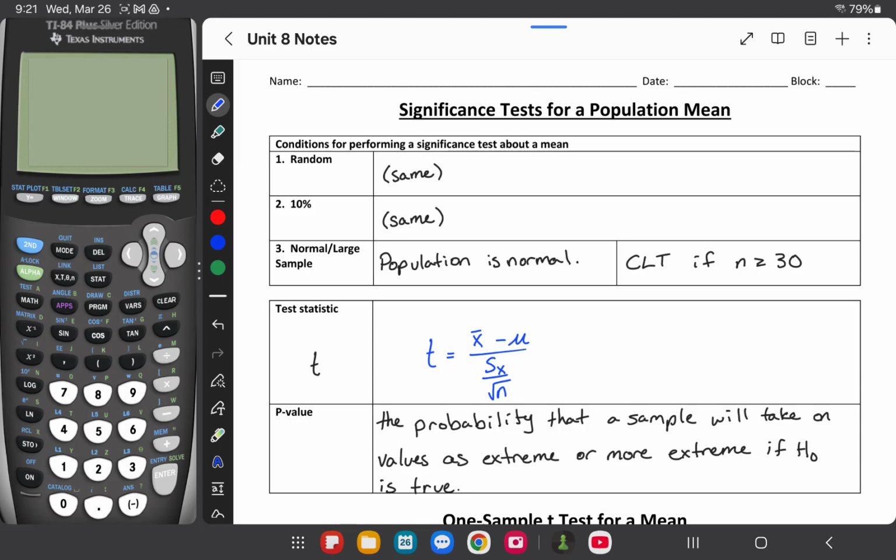We've got to make sure that it's coming from a random sample or a randomized experiment, as well as the 10% condition. We've got to make sure that our sample size is no more than 10% of our population. A reminder that that is what checks for independence and allows us to calculate standard deviation.